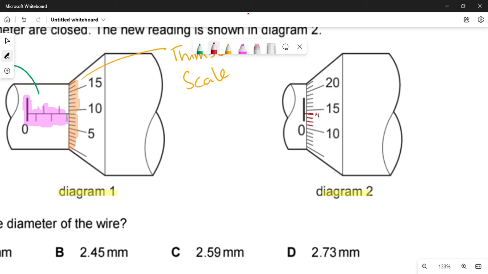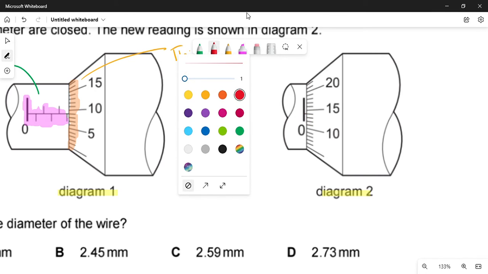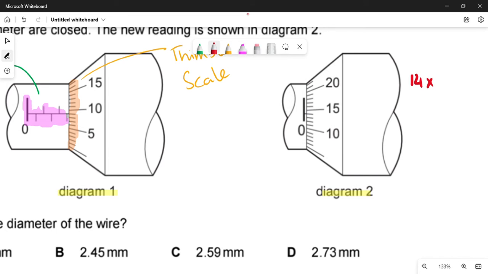All right, so what I'm going to do is multiply 14 with 0.01, because whatever the reading is given on the thimble scale, you have to read it from the scale and then multiply it with 0.01. It will become 0.14. Okay, now we don't know whether it is a negative zero error or a positive zero error, or even if it has a zero error or not.